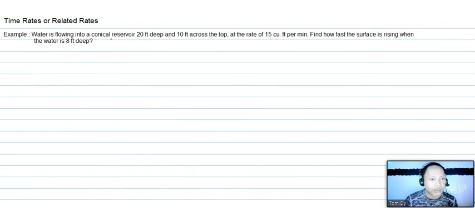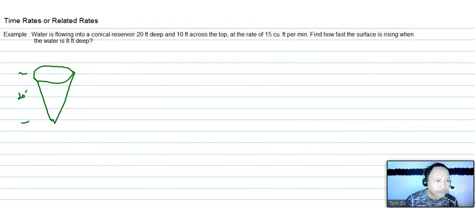So we have here a conical reservoir. So this is a cone, an inverted cone. Suppose this is our cone. And then, of course, the conical reservoir is 20 feet deep. So we have here 20 feet deep. So our height now is 20 feet.